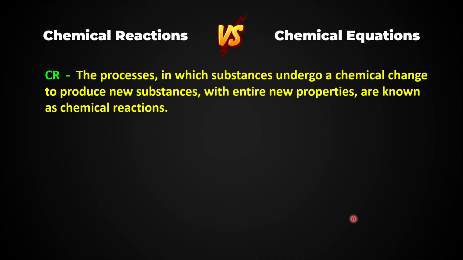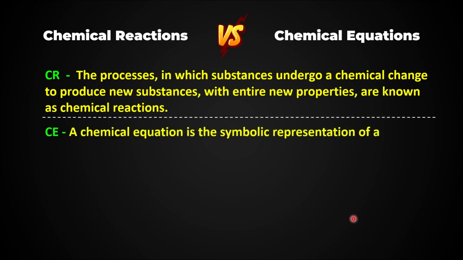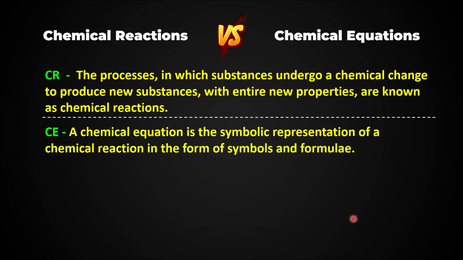The process in which substances undergo a chemical change to produce new substances with entirely new properties is known as a chemical reaction. On the other hand, a chemical equation is a symbolic representation of a chemical reaction in the form of symbols and formulas. Let's try to understand this concept with the help of an example.